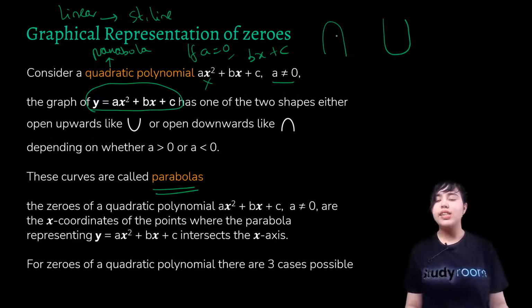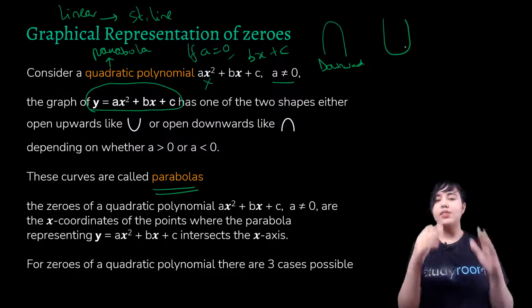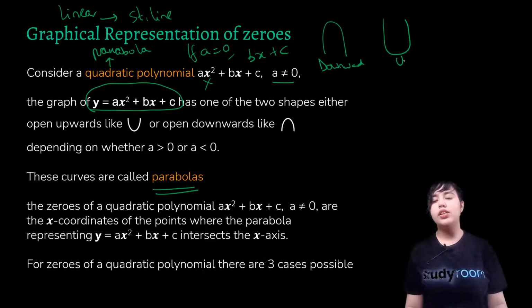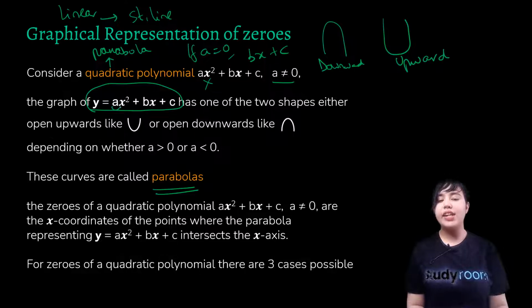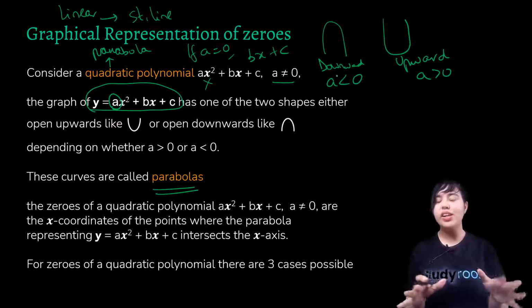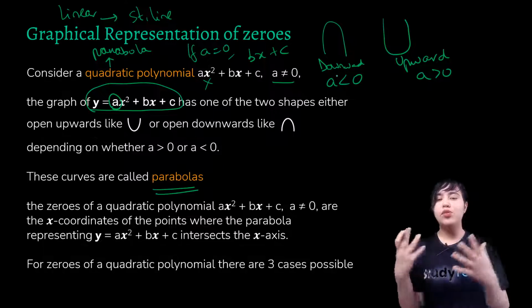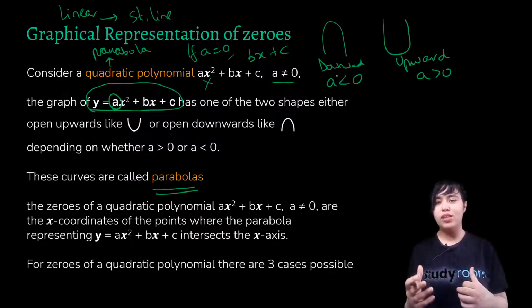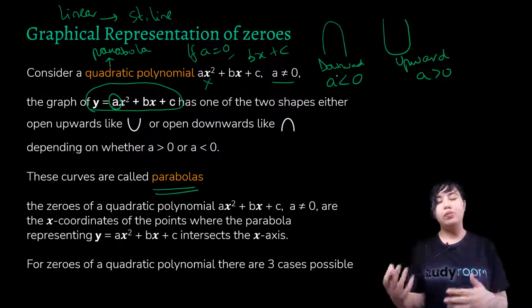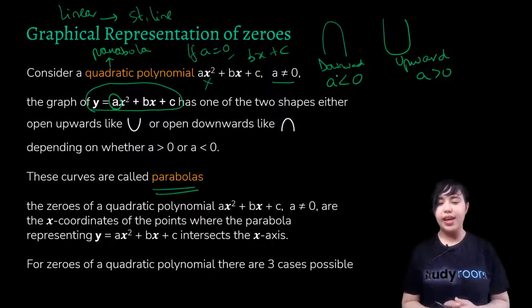So here it's opening downwards. Such a parabola is called a downward parabola. And this curve is opening upwards, so we call it the upward parabola. Depending on the value of a, we get a downward or upward parabola. Here a is greater than 0 and here a is less than 0. So far all good. We've just seen the type of curve which we get for quadratic polynomials. It's called a parabola. It could be upwards or downwards depending on the value of a.